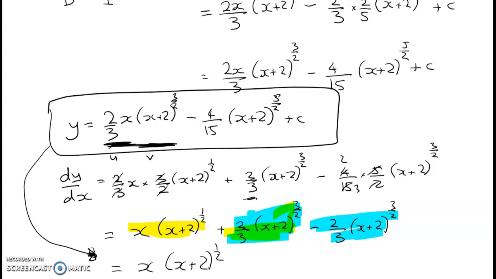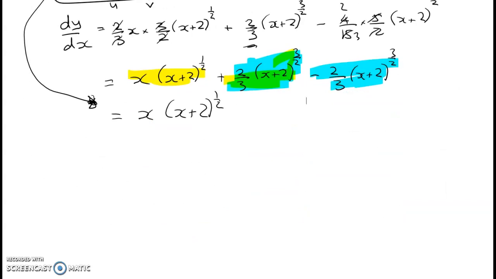Okay, so that's 2 examples, and that's already used up 9 minutes. What I'm going to do now is show you the proof of why it works. And it's all to do with the product rule. So we're starting off with a basic product rule setup.